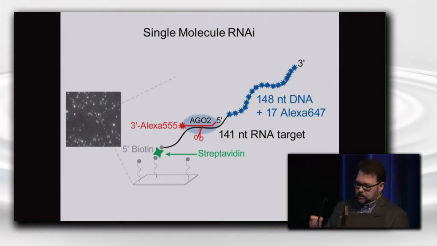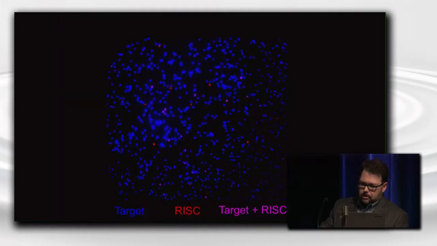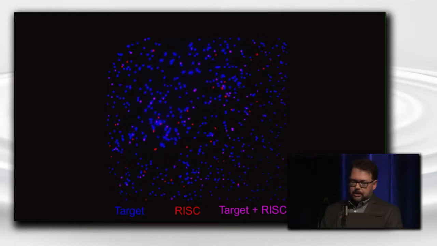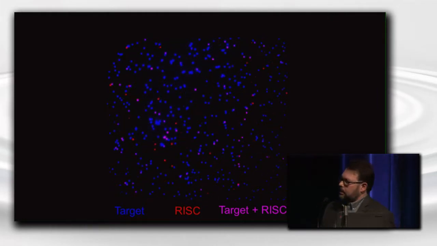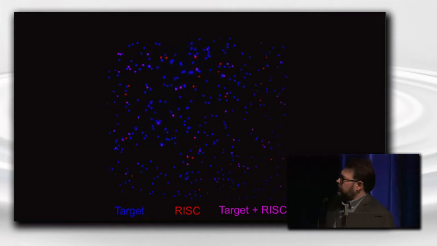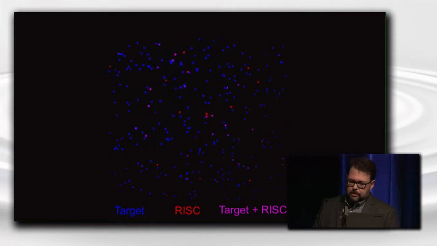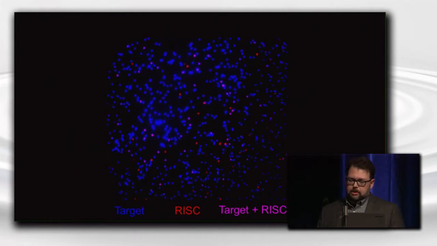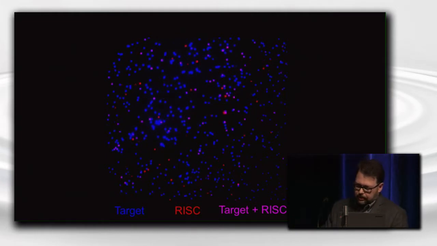You can actually detect splicing. So this is one of the typical movies we collect in our experiments, and the RNA targets are in blue color, and RISC molecules are in red. Whenever you see magenta, that means that RISC is bound to the target. I hope you can see that at first there are a lot of target molecules, and then they gradually disappear. And each disappearance actually is preceded by the RISC binding event.